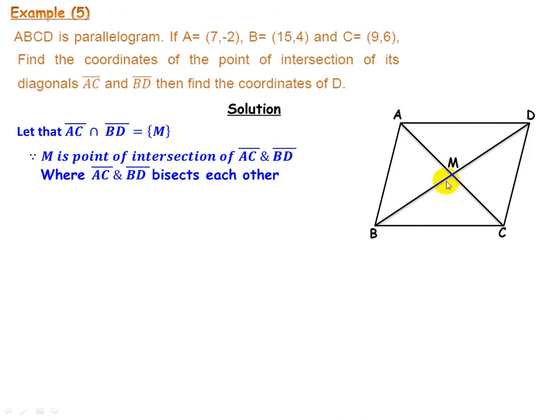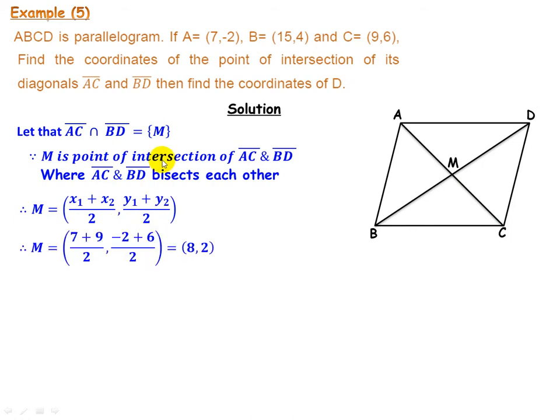I'll find the coordinates of the point M using the Cartesian form of the midpoint of AC, which is ((x1 plus x2) over 2, (y1 plus y2) over 2). So M equals ((7 plus 9) over 2, (negative 2 plus 6) over 2). So the point M will be (8, 2). This is the point of intersection of the two diagonals AC and BD.